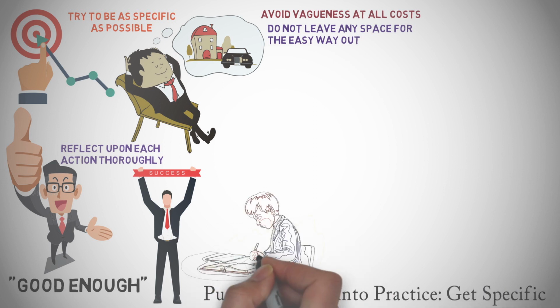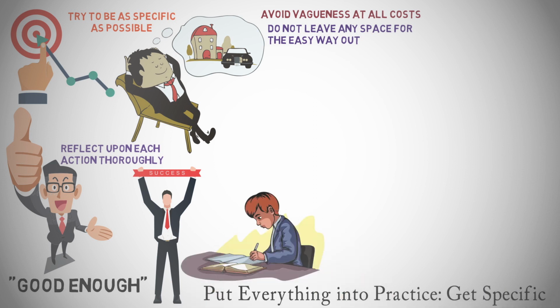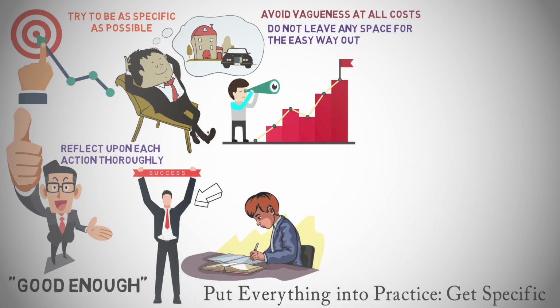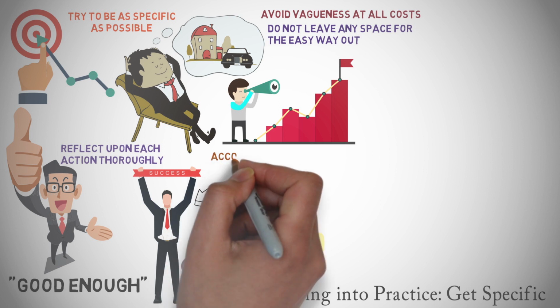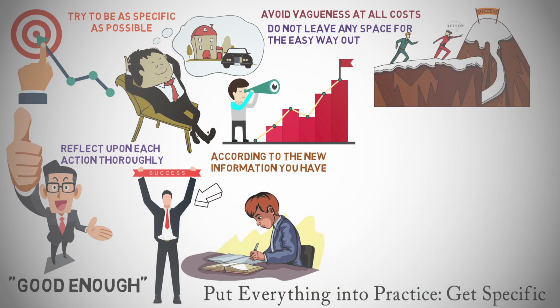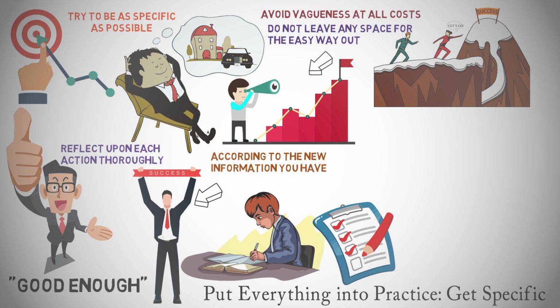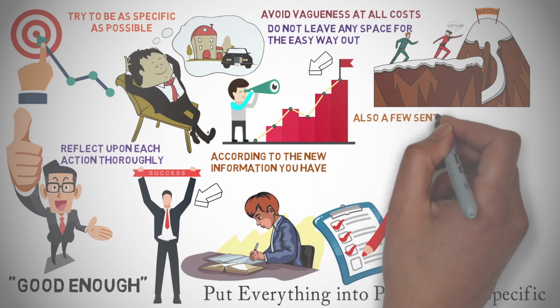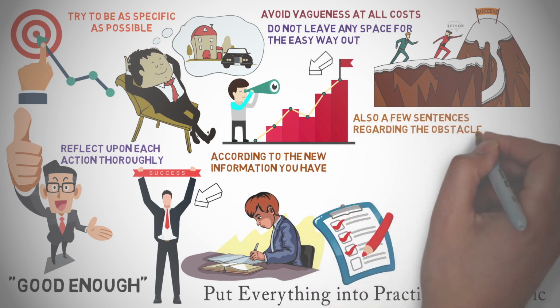Write down your specific goal. Next, write down how you would know you've been successful. Revisit your goal at this point and make changes according to the new information you have. Consider the challenges you may come across while trying to achieve your goal. Finally, write a detailed description of the positive aspects and also a few sentences regarding the obstacles.